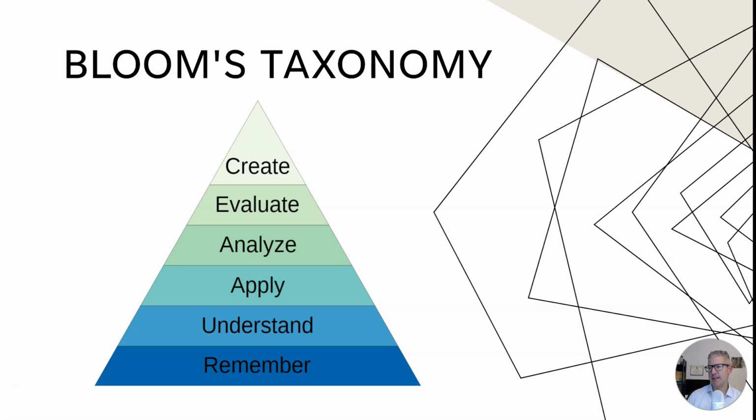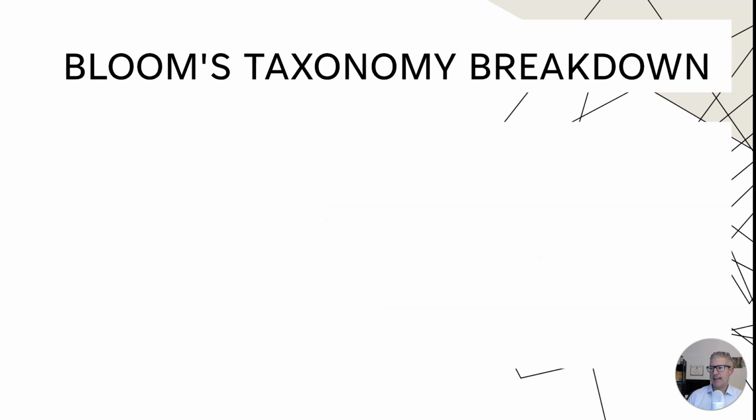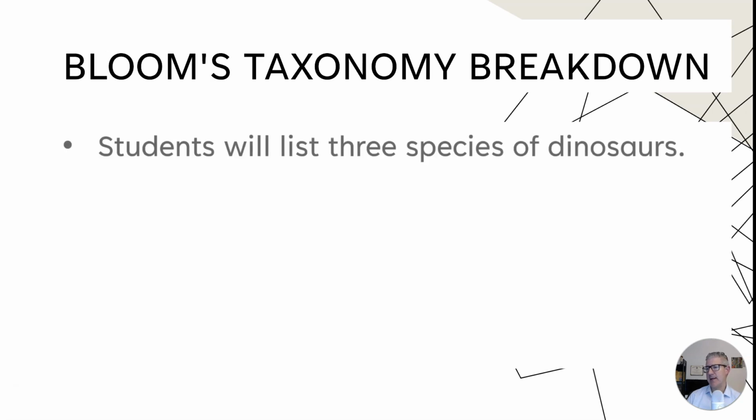Basically, it helps us to go from name 3 dinosaurs to create a PowerPoint presentation defending T-Rex as the true king of the dinosaurs. Here's how it works. Let's say you're designing an e-learning course on, well, dinosaurs, because why not? If you want students to remember facts, your objective might be students will list 3 different species of dinosaurs.